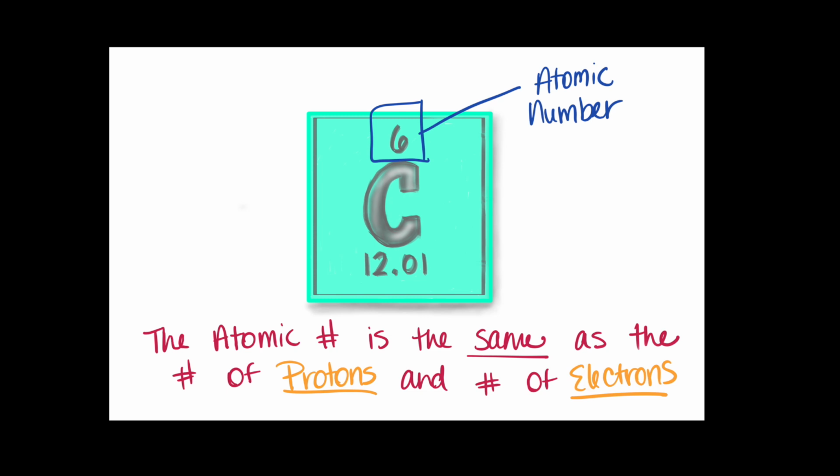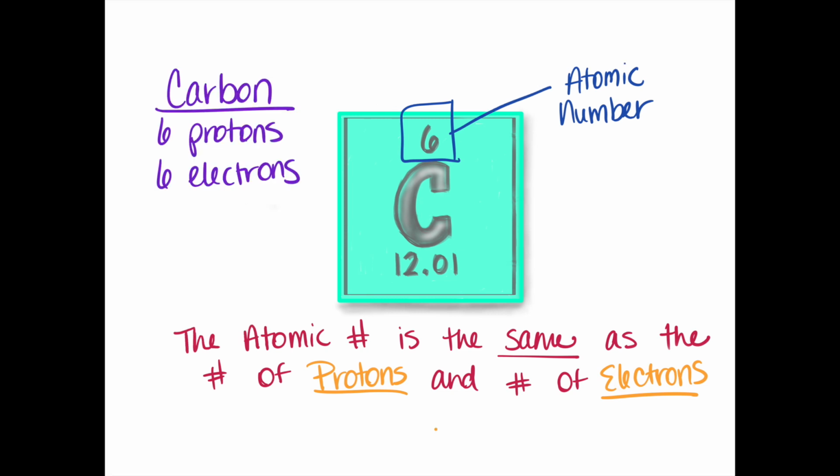I mentioned before that the atomic number is used to determine how many protons an element has, but it is also used to determine the number of electrons. So here, carbon's atomic number is 6. That tells me it has 6 protons and also 6 electrons.